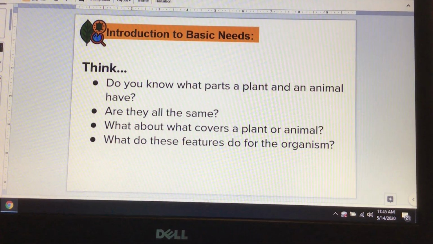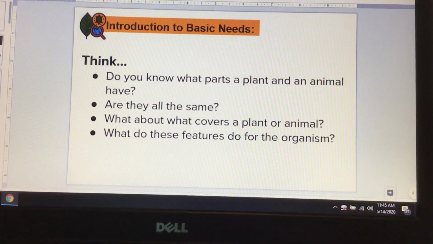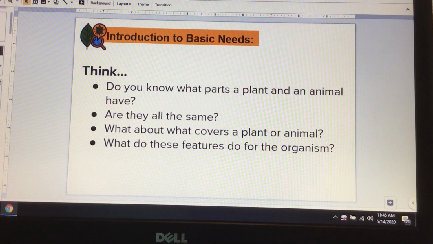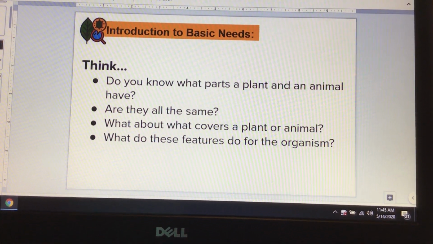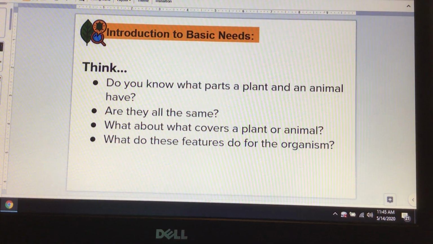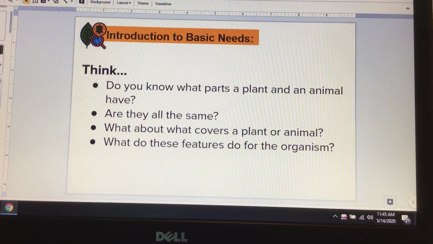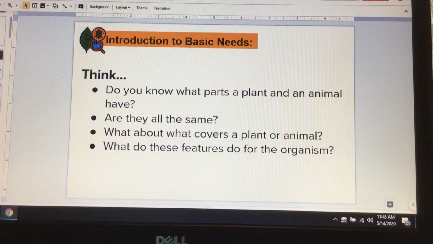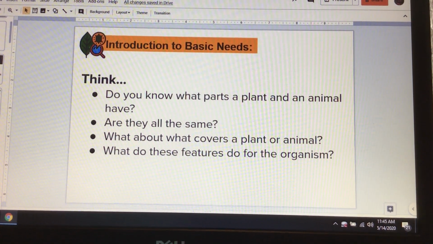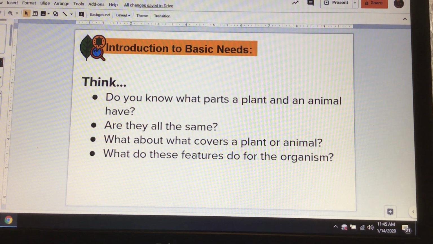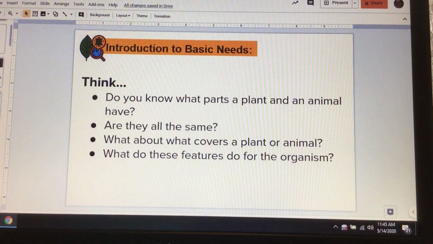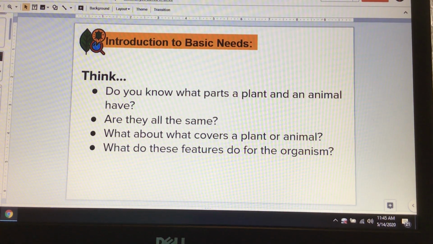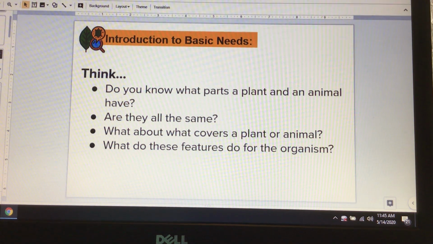All right, so before we get started, I want you to think, do you know what parts a plant and animal have? If you think about animals and you think about plants, could you name the parts of plants and animals just kind of depending on what it is? Are they all the same? What about what covers up a plant or what covers up an animal? You have leaves on plants, you have bark on trees, you have turtles that have shells and things like that, okay?